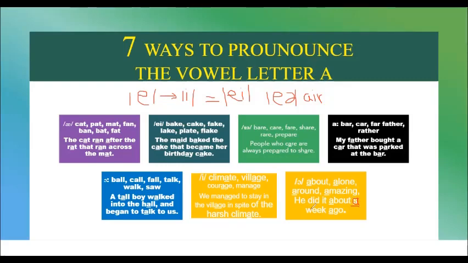All right. He did it about a week ago. So take note of the words about and ago. So here you have where the vowel letter A represents the schwa sound. Let's take this one more time. He did it about a week ago.